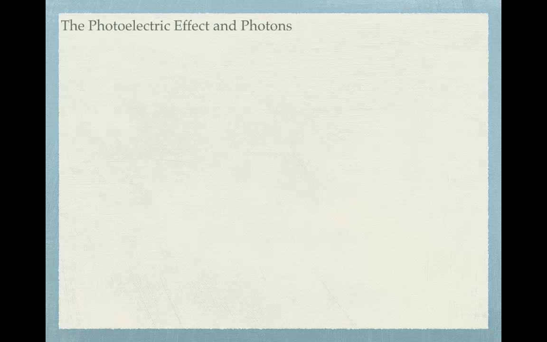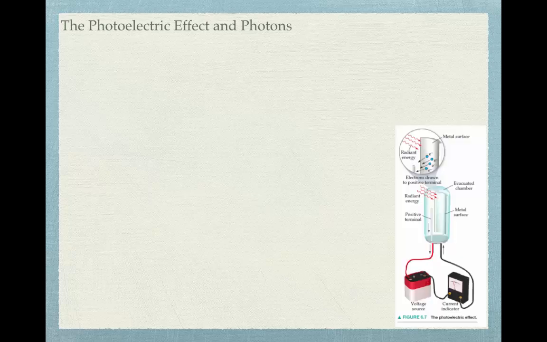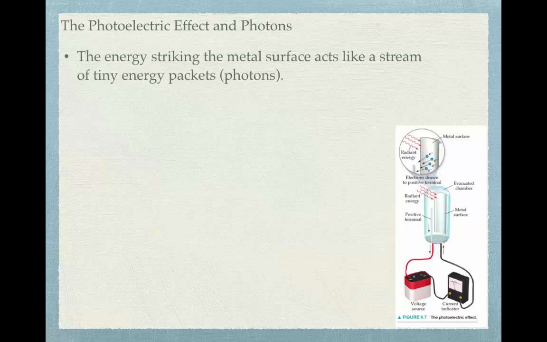Einstein expanded upon Planck's theory with the photoelectric effect. In the photoelectric effect, he noted that light requires a minimum frequency in order to remove electrons from a piece of metal. And you can see that here. Energy goes in, it hits the metal. If it has enough energy, then electrons are released. He went further, though, to note that the energy is actually in the form of tiny energy packets, and he called those tiny energy packets photons. He also noted that the energy of those photons equals Planck's constant times the frequency of those photons.